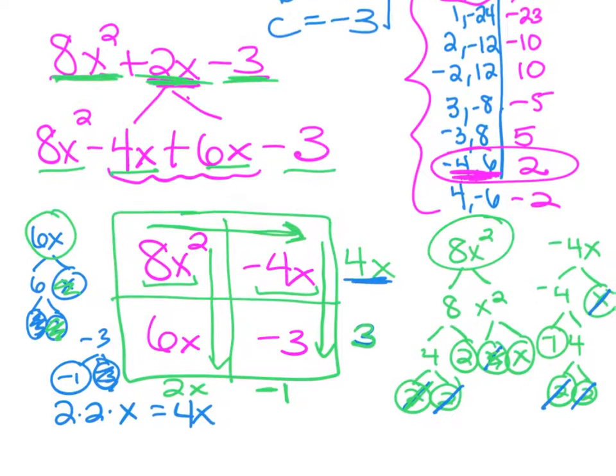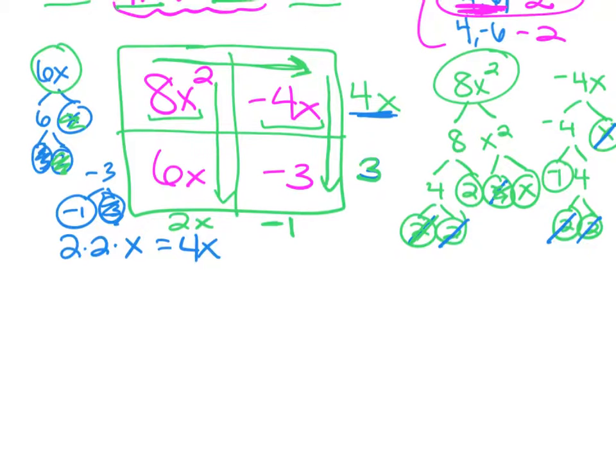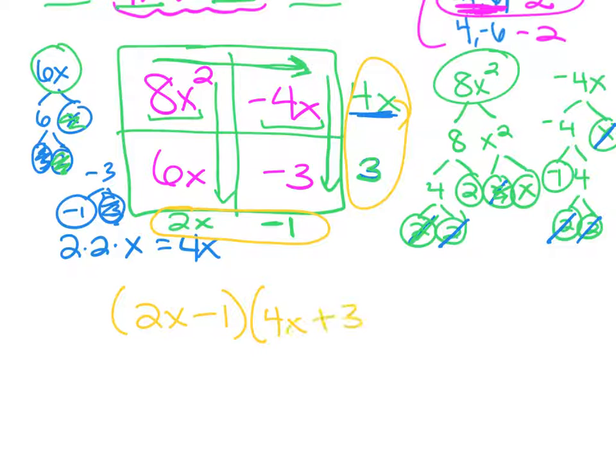And if I move up a little bit here, slide this up, now that I've factored my GCF from each column and each row, I look at what I have. On bottom, I have 2x minus 1. And along the side, I have 4x plus 3. And that is my factorization for that trinomial that we started with.